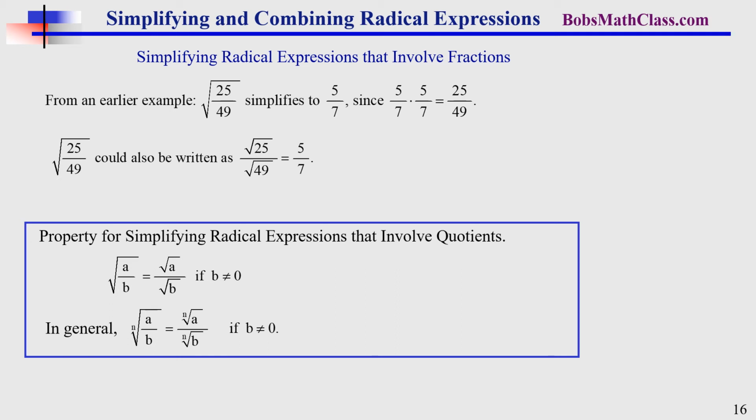So here's our property. The square root of a over b is equal to the square root of a over the square root of b, as long as b does not equal 0. Or in general, the nth root of a over b is equal to the nth root of a over the nth root of b. Again, as long as b does not equal 0. So we're just saying, work out the top, work out the bottom.